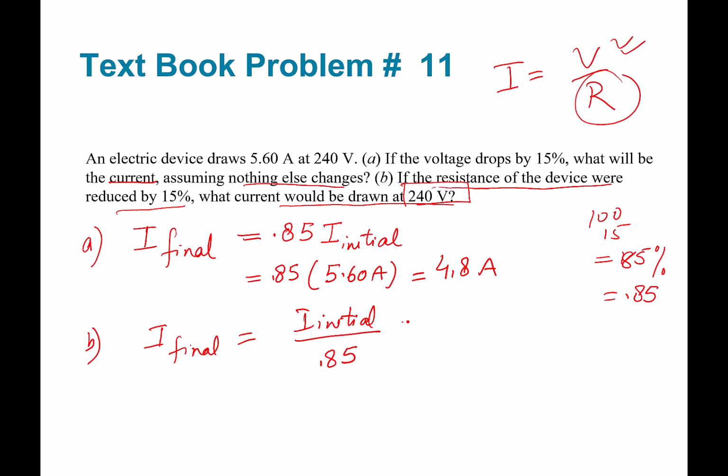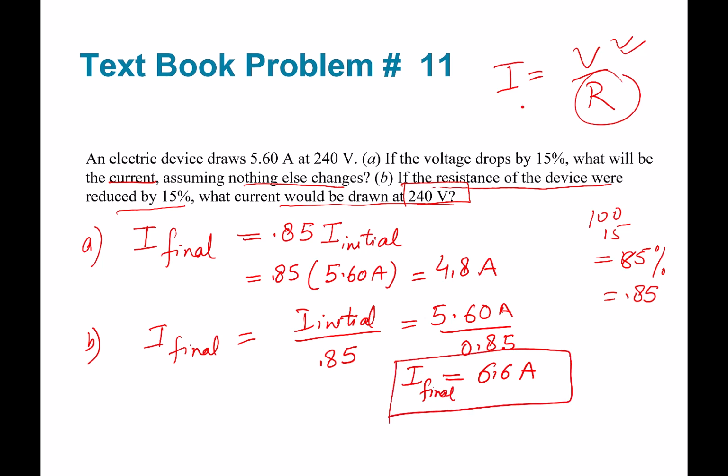So that's 5.60 amps over 0.85, which gives me a higher current. If resistance drops, the final current increases. This shows the inverse proportionality between current and resistance. If current increases, resistance decreases, and if resistance decreases, current increases, and vice versa.